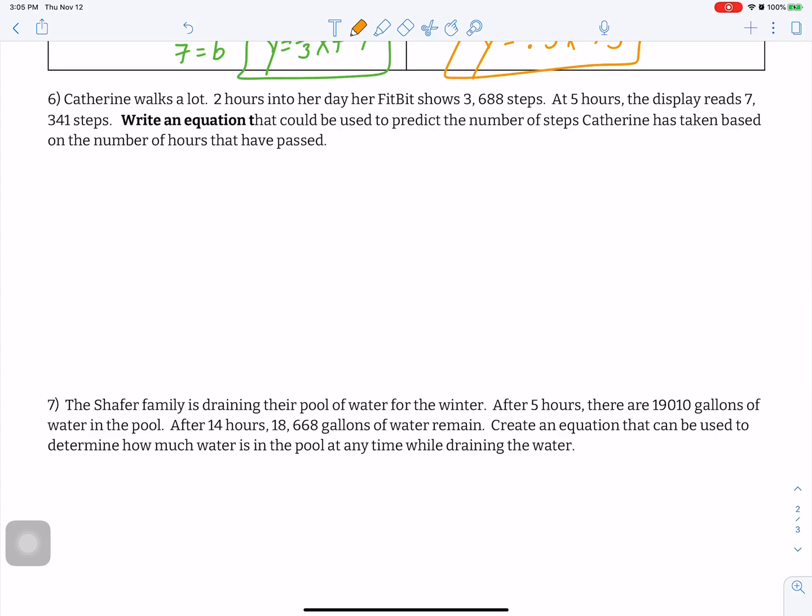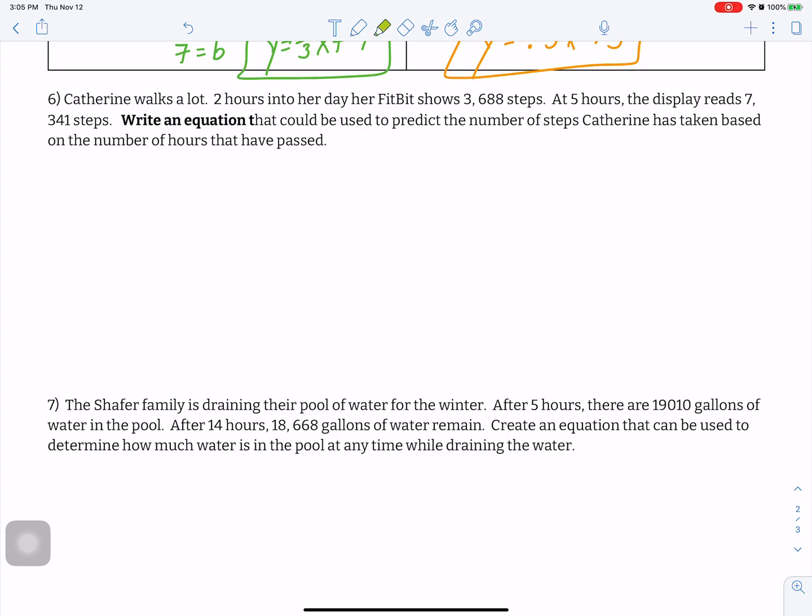So I want to go through how to do the word problems, and they're very similar to what we've been doing. It's just we're looking at our numbers a little bit different. Catherine walks a lot. 2 hours into her day, her Fitbit shows 3,688 steps. At 5 hours, the display reads 7,341 steps. Write an equation that could be used to predict the number of steps Catherine has taken based on the number of hours that have passed.